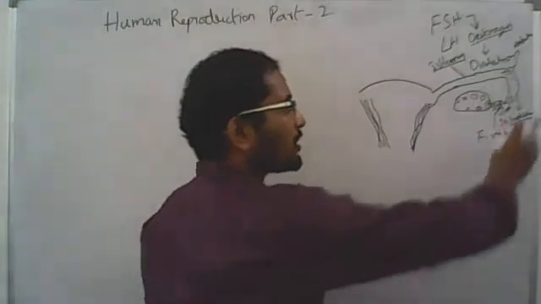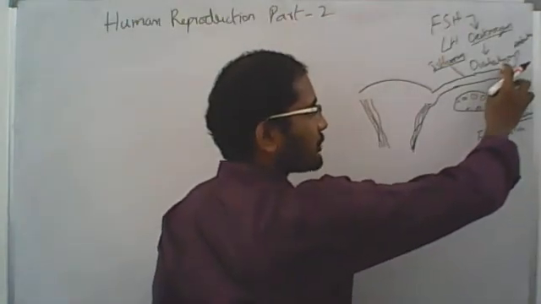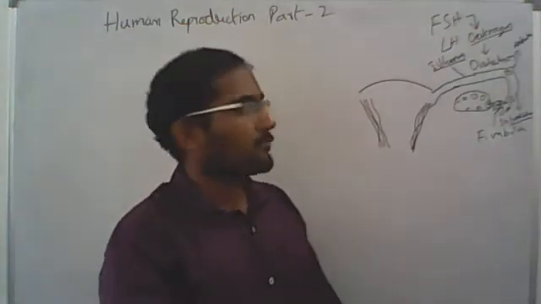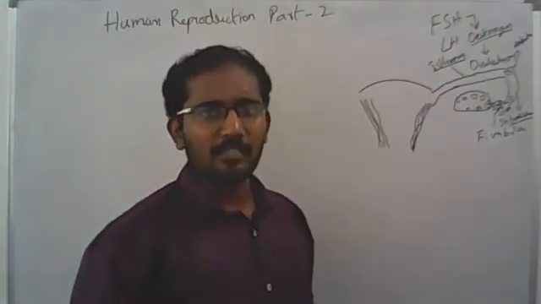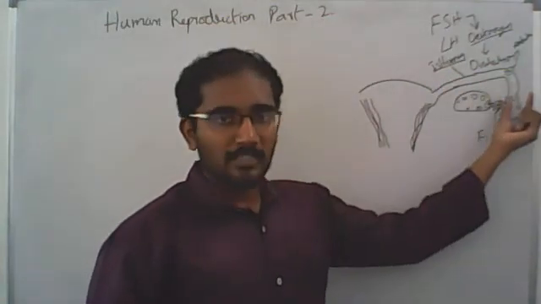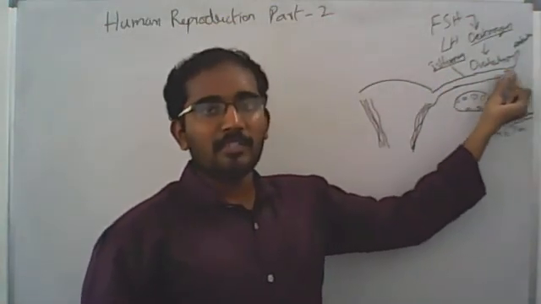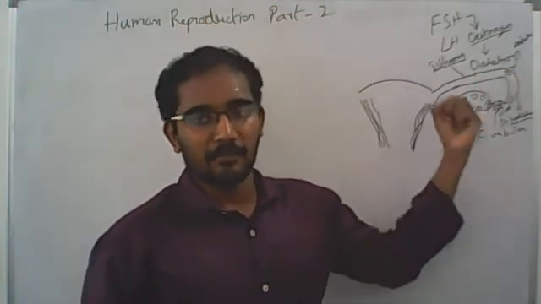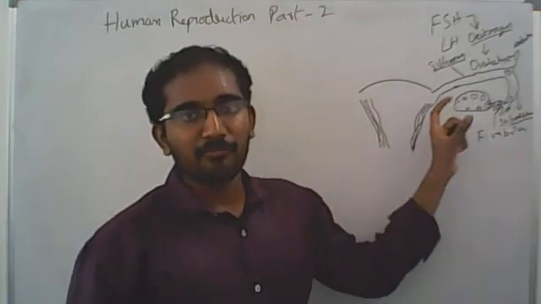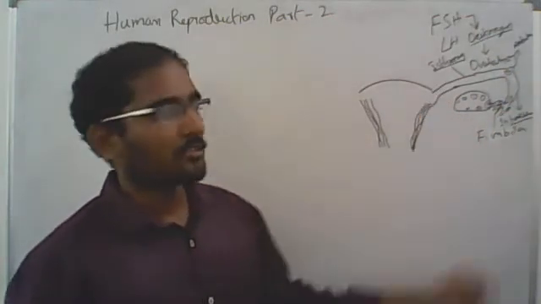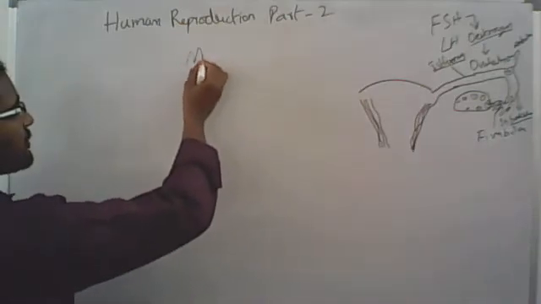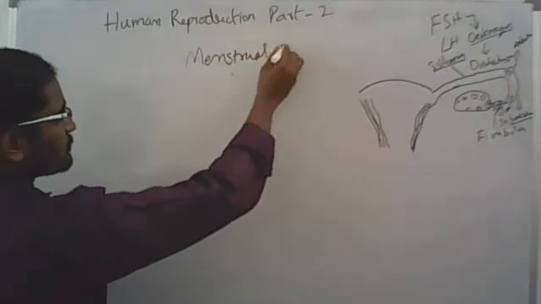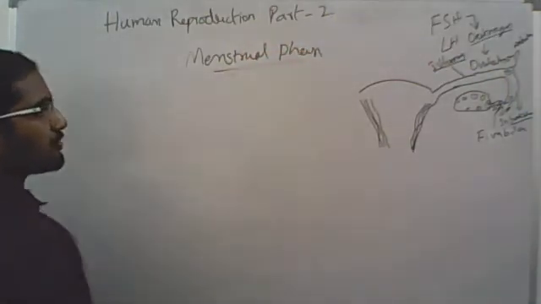Okay, so what if fertilization does not happen? It is not always possible to get fertilized. If there is no sperm available, meaning there is no coupling, the ovum will still be there in the ampulla without any fertilization. So what will happen then? Let's discuss what happens if fertilization is not there. That is the menstrual phase.